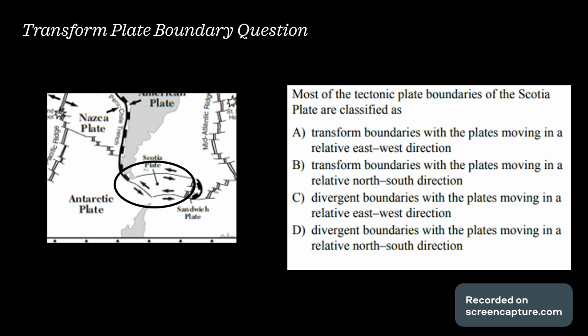To decide on my direction of travel here, I want to look at my arrows and their position on this map. They are pointed towards the east and pointed towards the west. So to decide between A and B, I'm going to go with A because these transform plate boundaries are moving to the east and moving to the west, our left and right hand sides of this map.